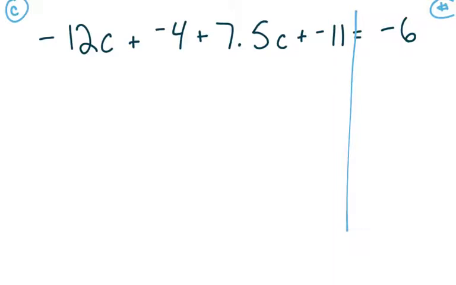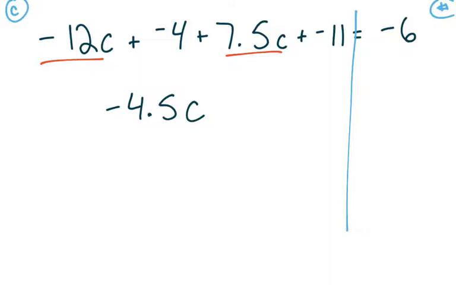This is a pattern. We have c's that we can combine together on the left side of the equation, and we always want to combine like terms before we solve. So we have a negative 12 c's plus a 7.5 c's. So negative 12 plus 7.5 is negative 4.5. So I have negative 4.5 c's.